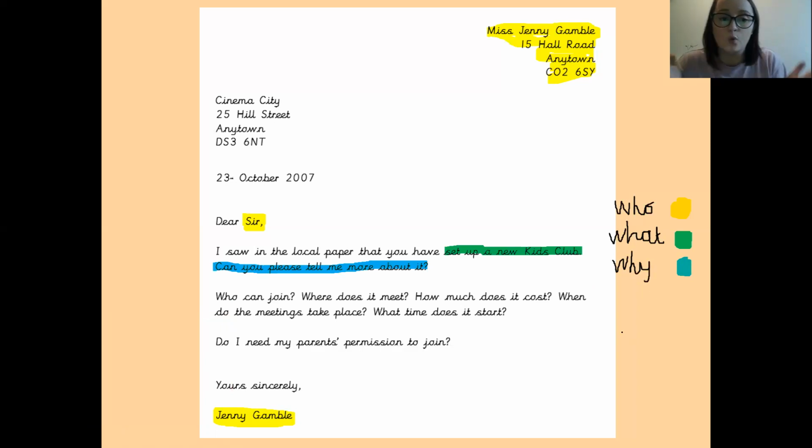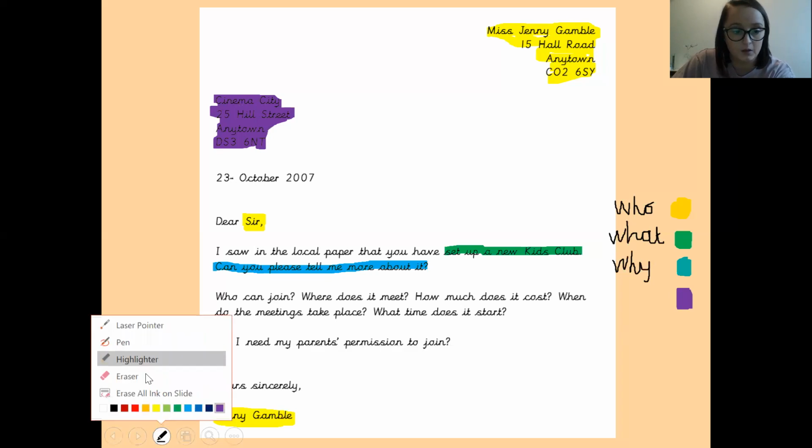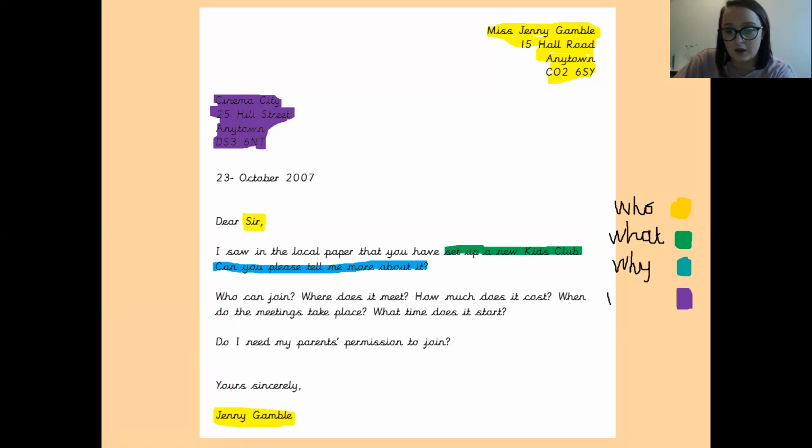Right, the next one. Where? Where do you think this kids club might be? There's a bit of a clue right at the top of the page. Any ideas? If you said Cinema City, on Hill Street, in any town, you're absolutely correct. This is the address where the kids club will be taking place. There we go. I think I've got all that in there now. So that's where it's going to be. So if I get my pen now and I just write where.